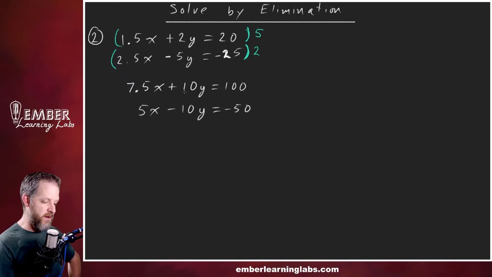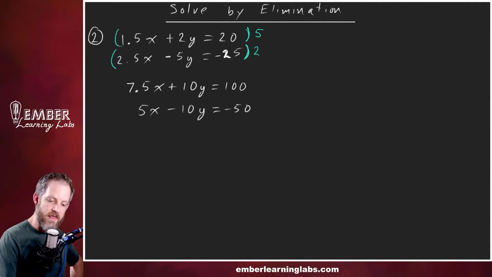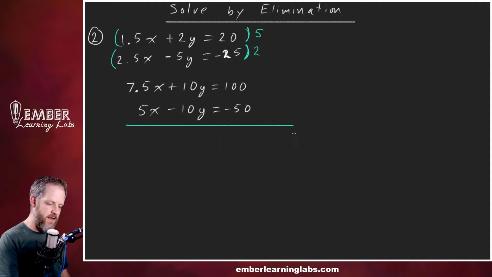Now that we have 2 of them opposites, then we add up the individual bits for elimination. So 7.5 plus 5 gives us, what is that?